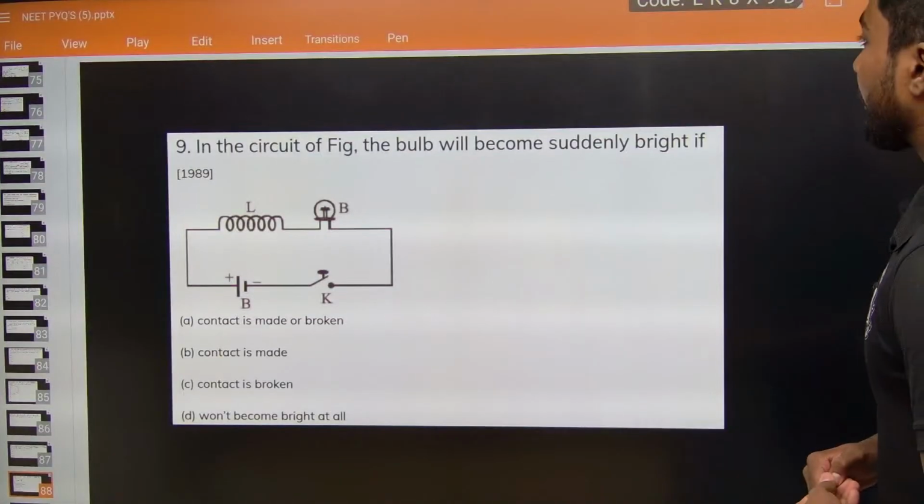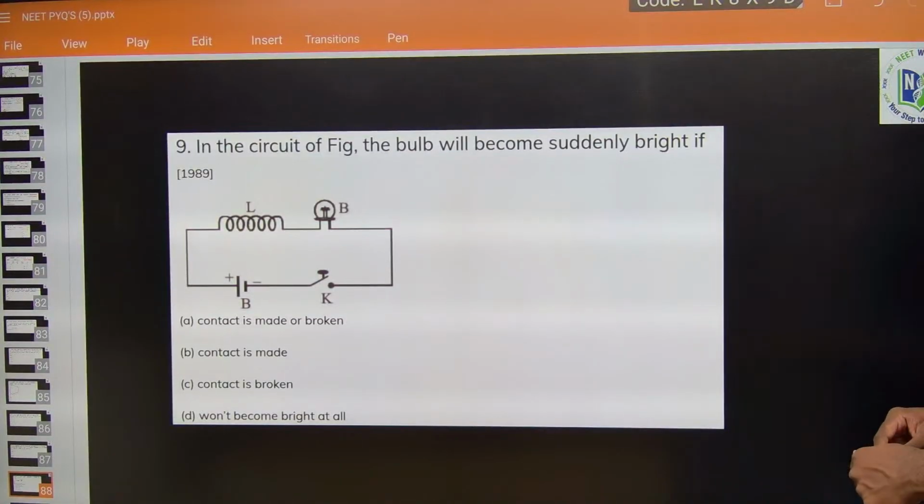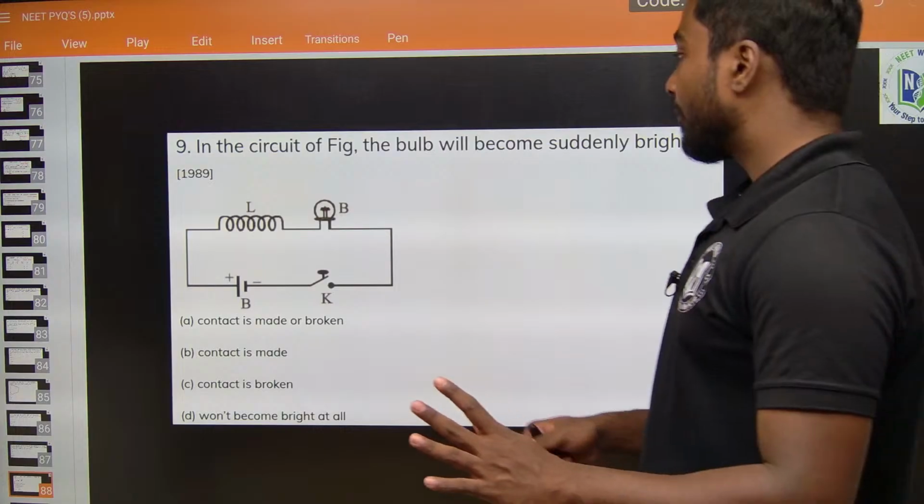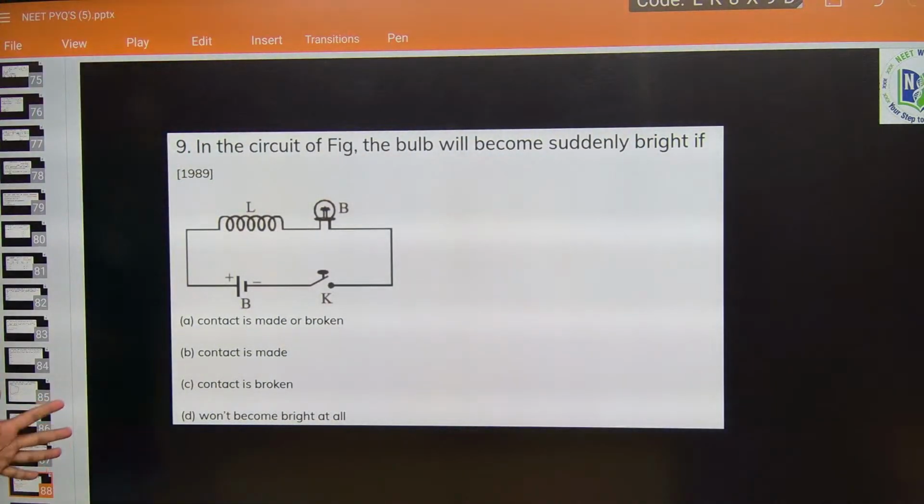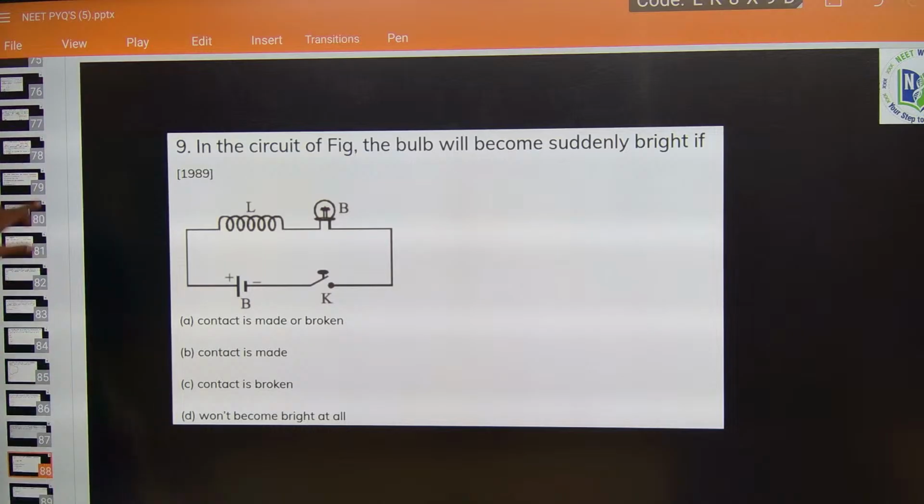In the circuit of the figure, the bulb will become suddenly bright if contact is made, contact is broken, or won't become bright at all. Simple: when the contact is broken, obviously it will suddenly become bright. Simple thing, that's it.